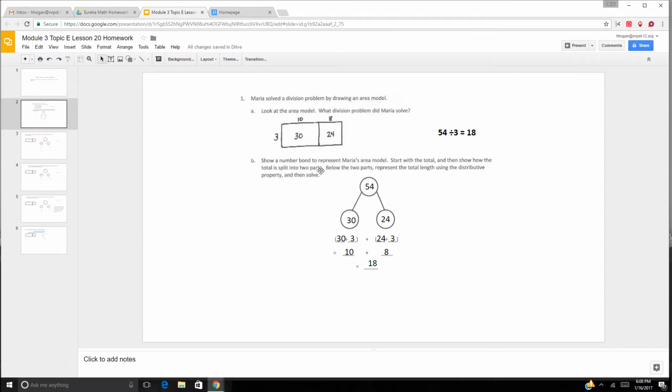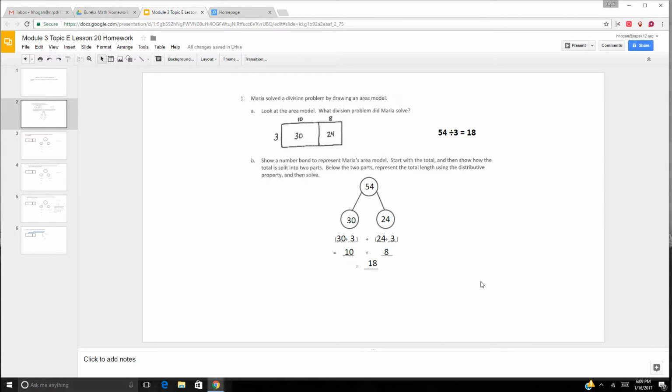So now we're going to use a number bond to match her area model. We're going to start with the total, show how it's split into two parts, which is 30 and 24, because 30 plus 24 is 54, and then show it using the distributive property. So 30 divided by 3, 24 divided by 3. 30 divided by 3 is 10, 24 divided by 3 is 8, 10 plus 8 is 18.